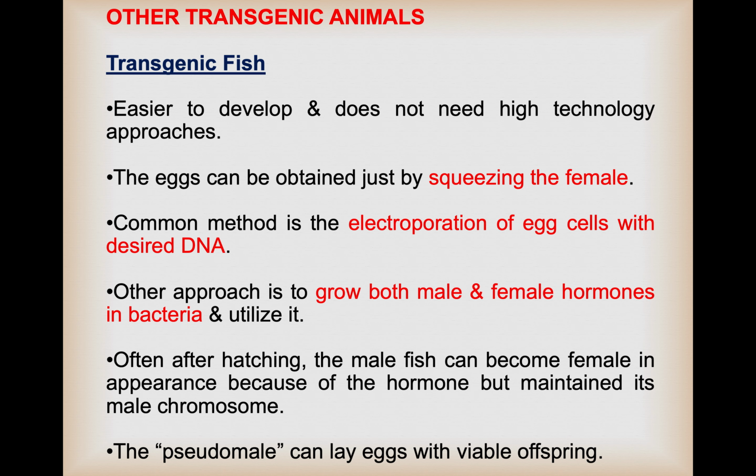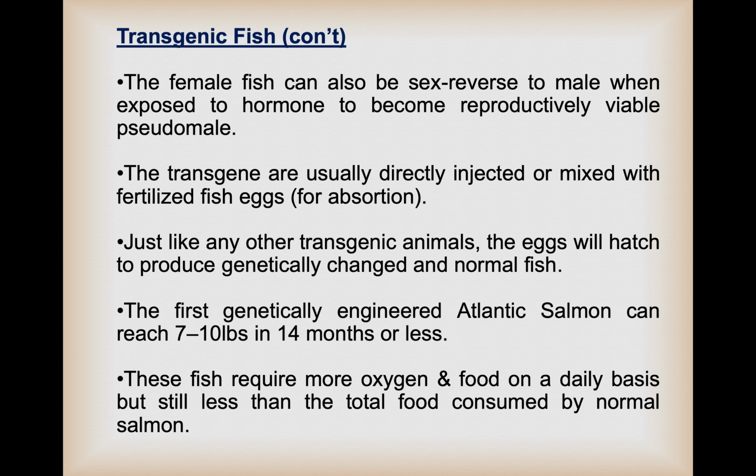And usually after hatching, the male fish can become female in appearance because of the hormone, but of course maintain its male chromosome. So the second approach creates a pseudomale, and the pseudomale can lay eggs with viable offspring, which means that the male becomes female now, even though it still has the male chromosome. The female fish can also be sex reversed to male when exposed to hormone to become a reproductively viable pseudomale, meaning that they have a win-win situation, that they produce more fish.